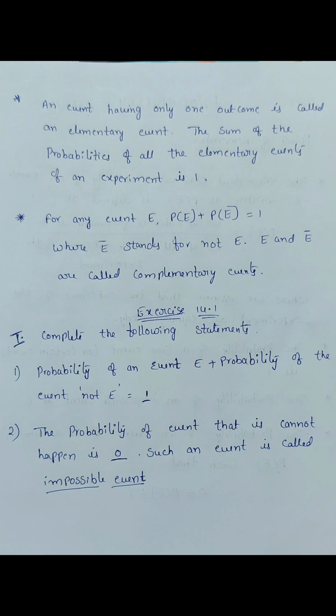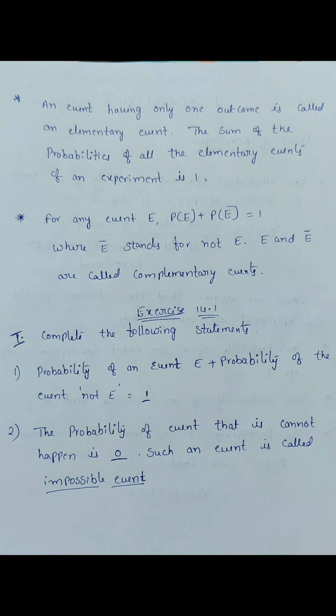Let's start. First, exercise 14.1, question 1. Complete the following statements. First one, probability of event E plus probability of event not E is 1. See, the probability of event E plus probability of not E is equal to 1.